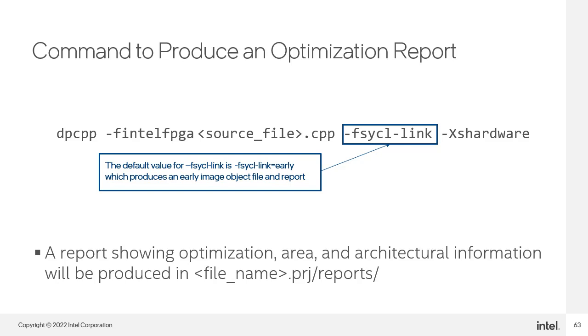The -Xshardware is a switch which will always be included whenever we are not targeting the emulator device. The reports will be in a reports folder of your project directory that is generated after the compilation is completed. It is a .html file which you can open up in a browser.